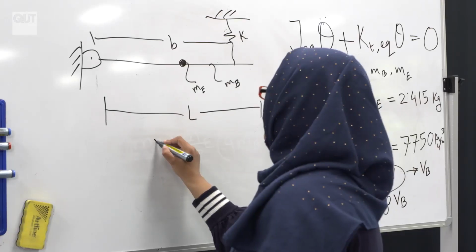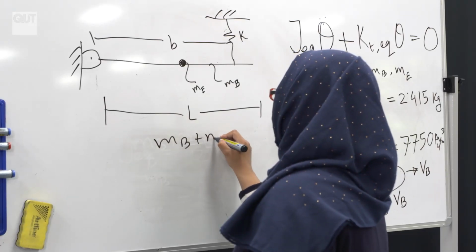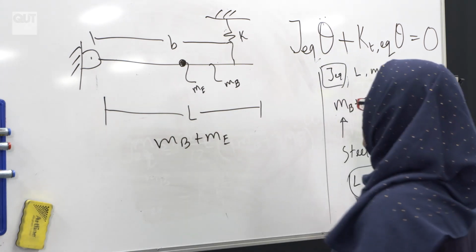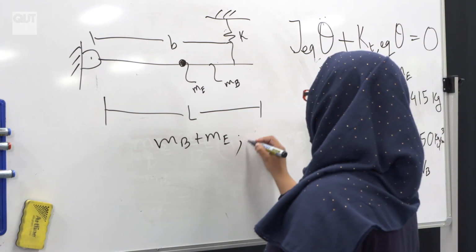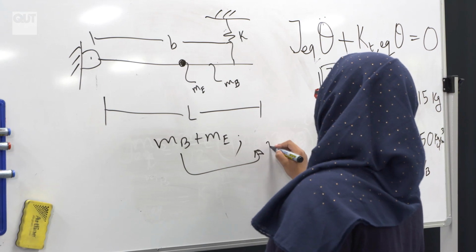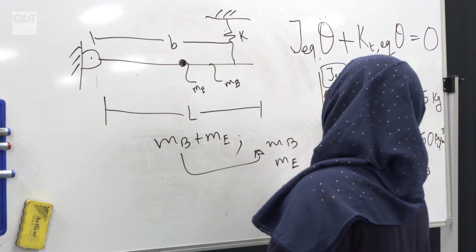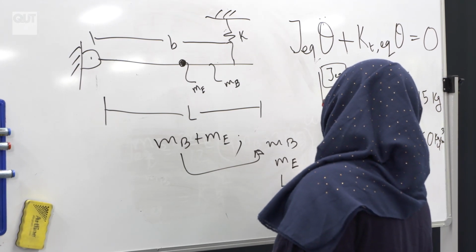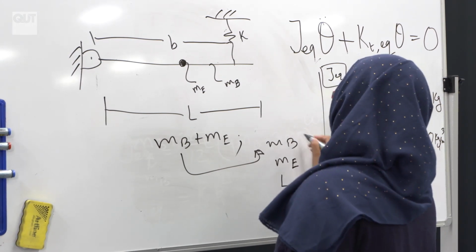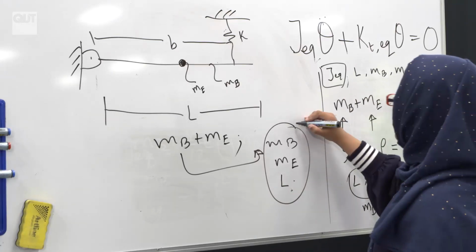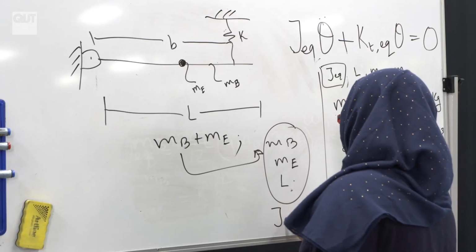So, we have MB plus ME, and just a few minutes ago we found MB. So, we can easily find ME, and we can find L. So, using these 3 values we can find J equivalent.